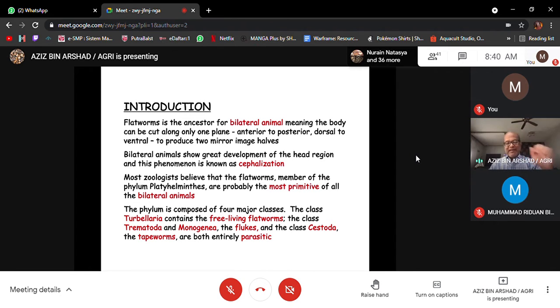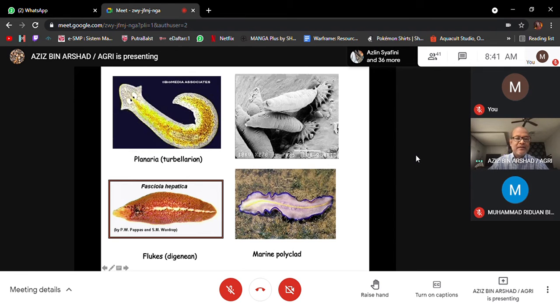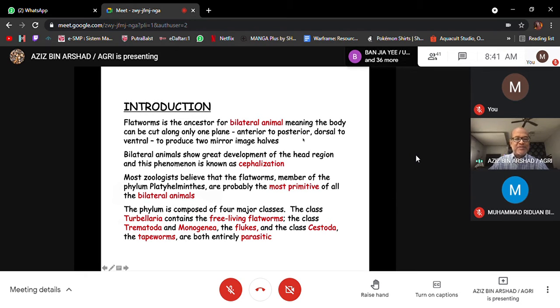So if we look into the phylum Cnidaria, they have radial symmetry, but flatworms or Platyhelminthes are the beginners of bilateral symmetry. Bilateral symmetry is a kind of symmetry that is found in higher animals, including human beings. If we take the central axis, the central line of our body, you can get the bilateral cut. So the first animals known to have this bilateral symmetry are the invertebrates called flatworms. Bilateral means that the body can be cut along only one plane, anterior to posterior, dorsal to ventral, to produce two mirror images. That's the meaning of bilateral.